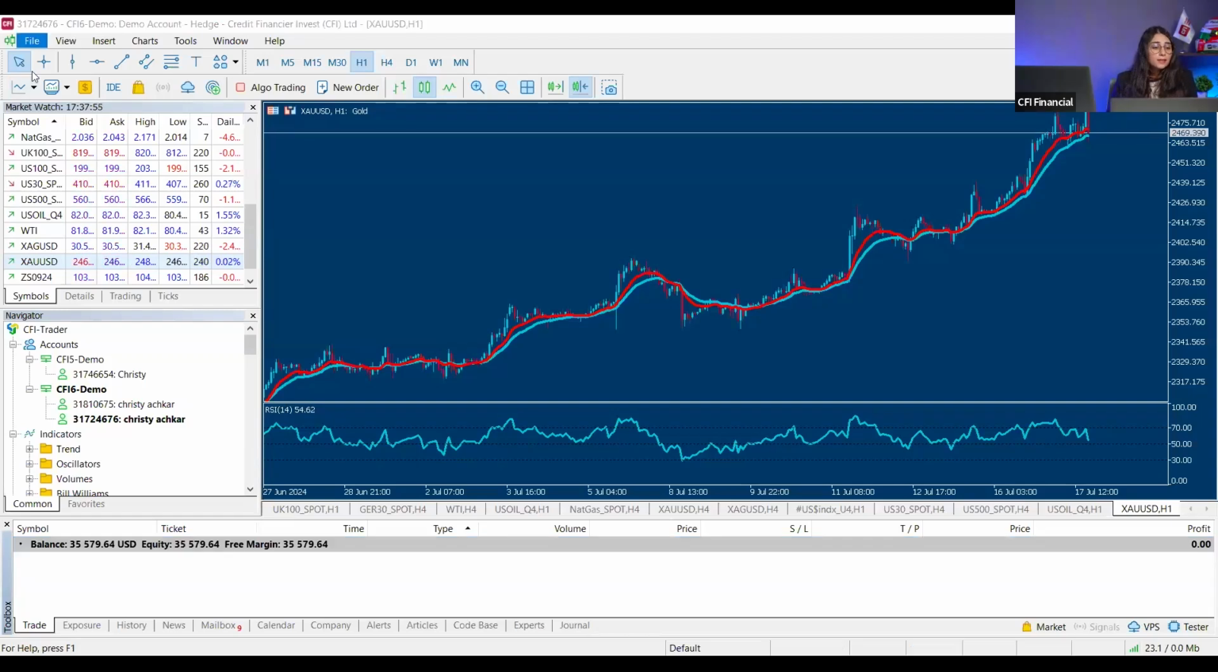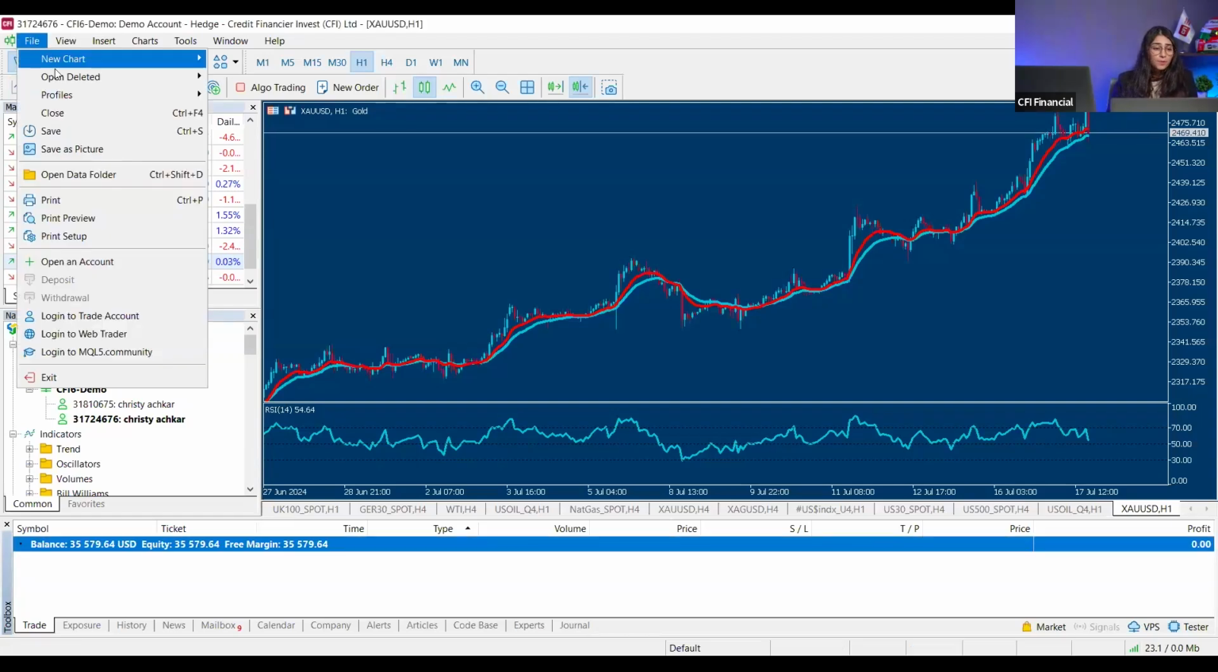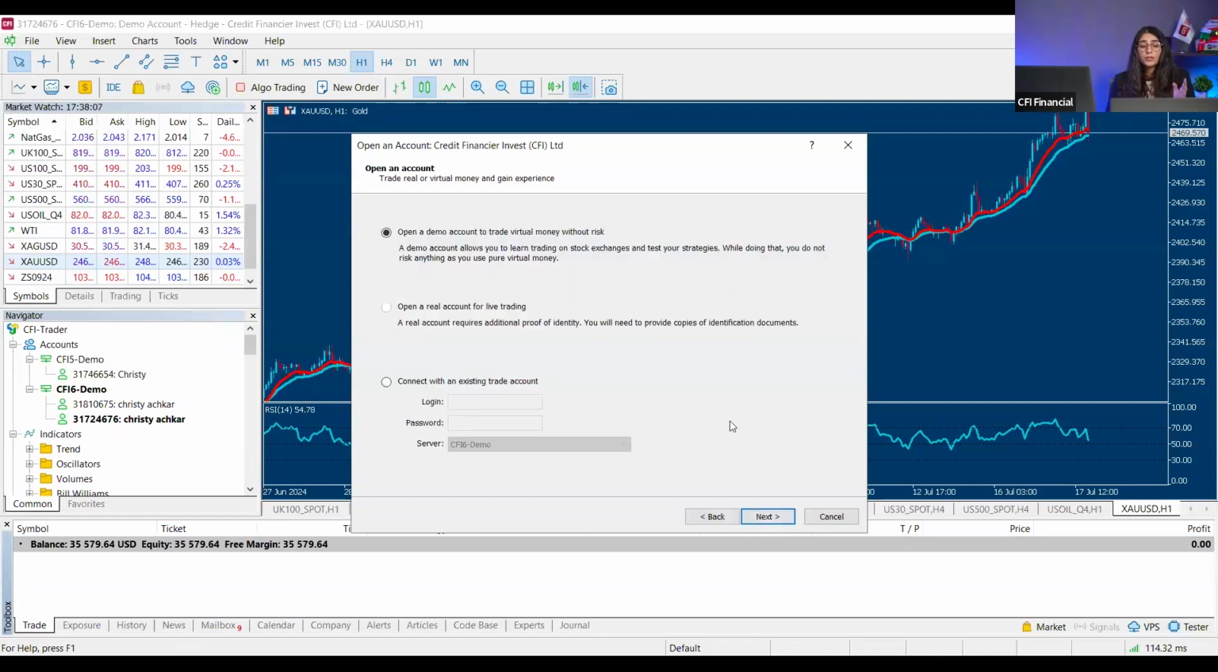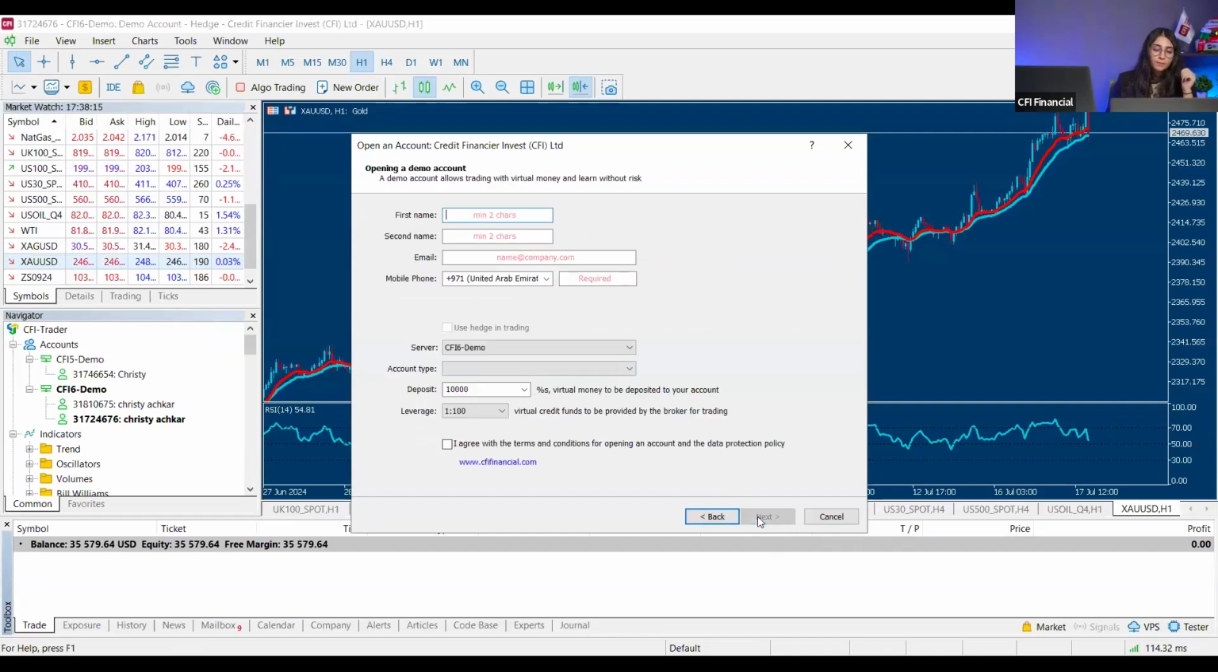Okay, so basically you go to the top left, you click on file, you go to open an account. Your relationship manager will tell you which server to choose. You click next, like we said, you choose if you want a demo account, a real account, or if you have an existing one, just put in your login and password. If you don't have an account, you put all your information here, you press next, and it will take you to your account.